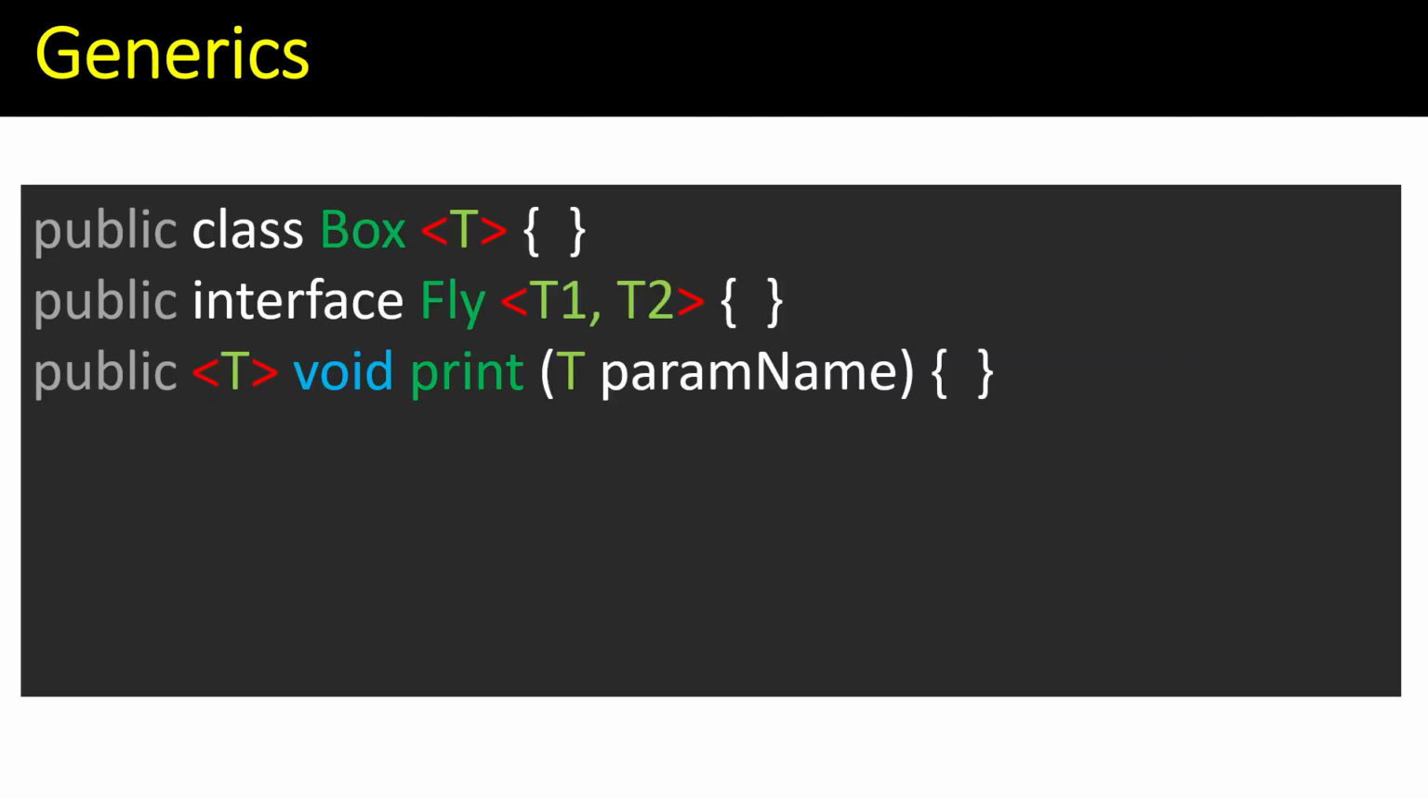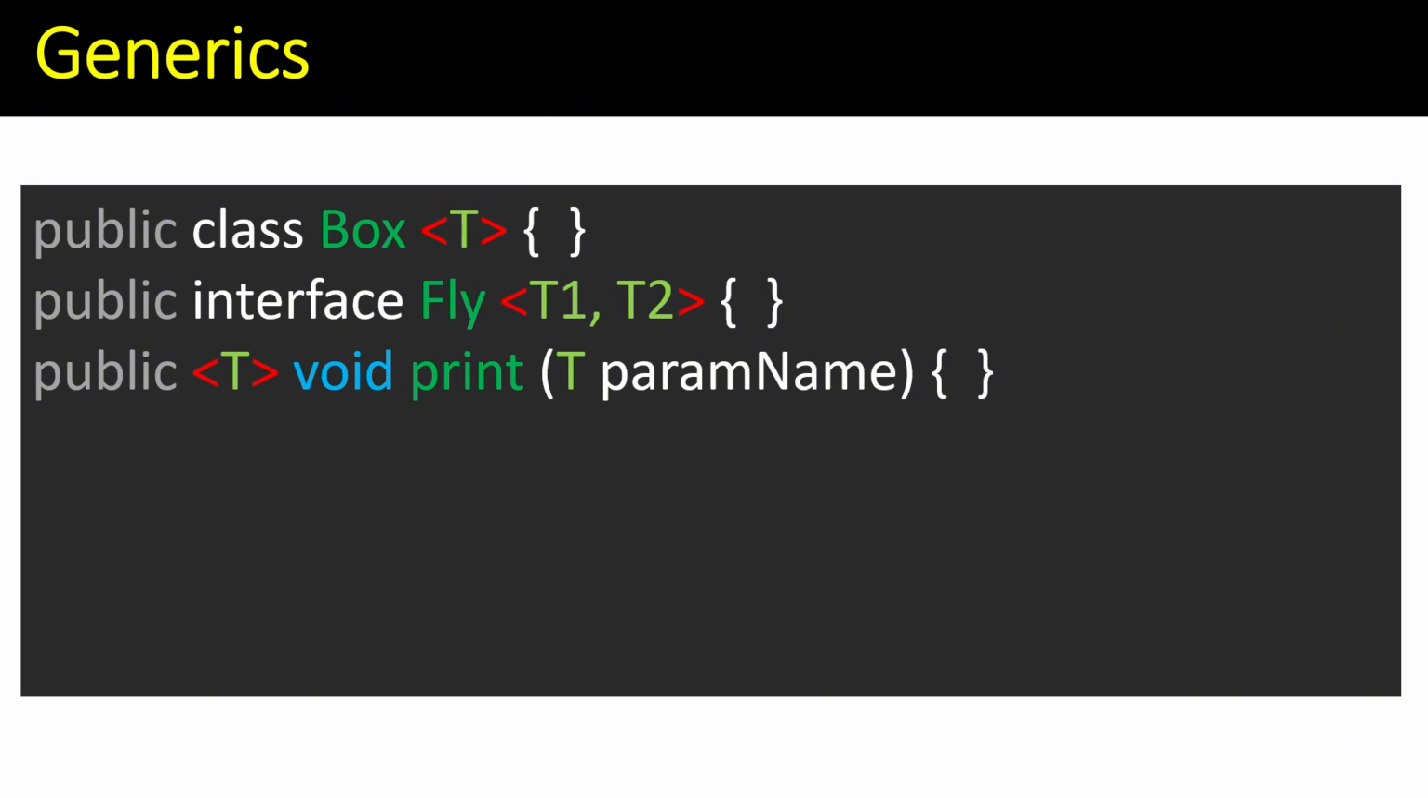For example, when you see Box<T>, it means there is one position that will be filled with a specific type later, such as String or Integer. When you see something like Pair<T1, T2>, it means there are two separate positions and each can hold a different type. The same idea applies to methods as well.